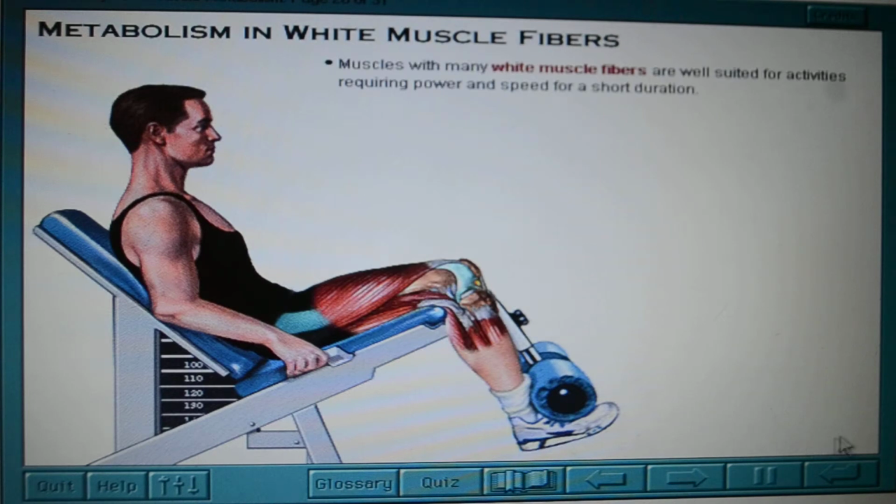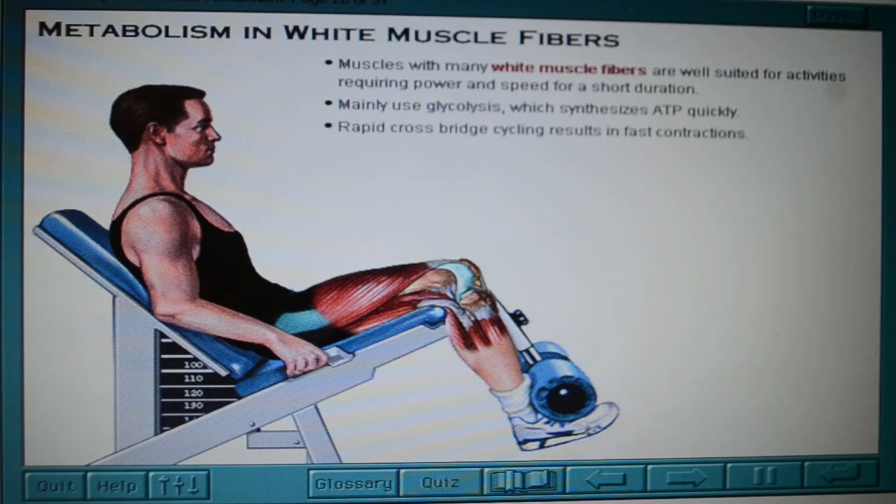Muscles with many white muscle fibers are well suited for activities requiring power and speed for a short duration. White muscle fibers mainly use glycolysis, which synthesizes ATP quickly. Their rapid cross-bridge cycling results in fast contractions. Therefore, white muscle fibers are also called fast-twitch glycolytic fibers.